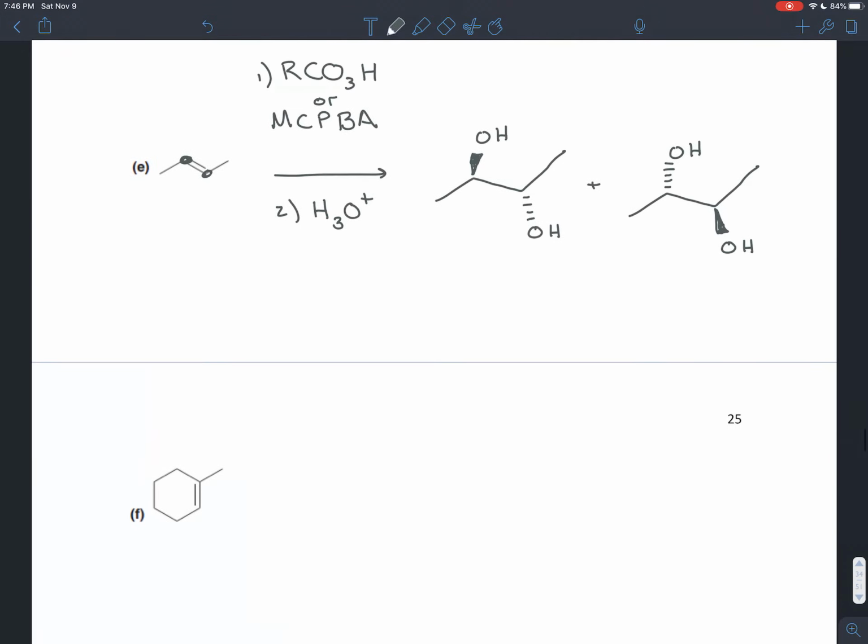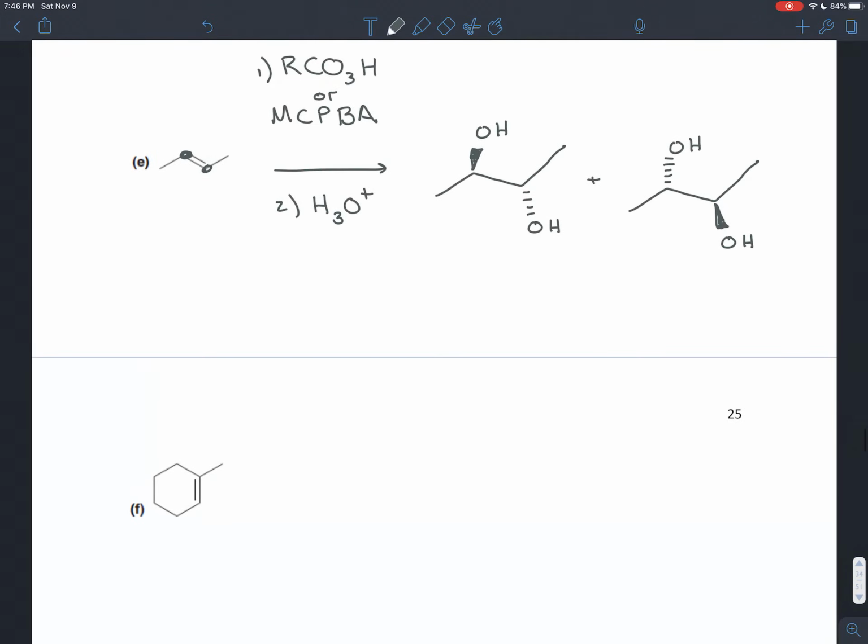All right, last one, F. They're asking what would happen if you treated this first with any peroxy acid, RCO3H, or specifically with MCPBA, metachloroperoxybenzoic acid. Those are both peroxy acids, it's just MCPBA is a really common one. So that followed by hydronium, what would you get?